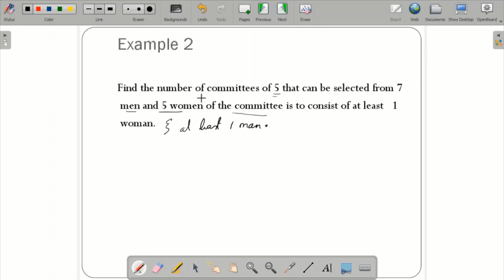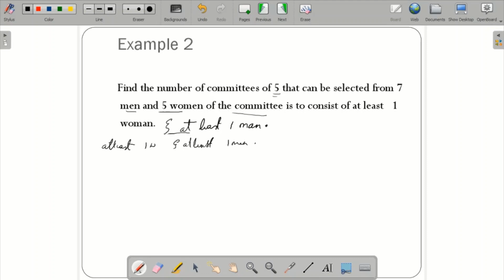So here the question is, find the number of committees of 5 that can be selected from 7 men and 5 women. The committee is to consist of at least 1 woman and at least 1 man. So at least means what? Minimum there should be 1 woman, and at least 1 man means minimum 1 man should be there. So this is regarding the question.